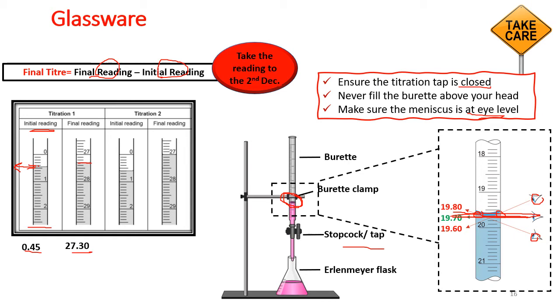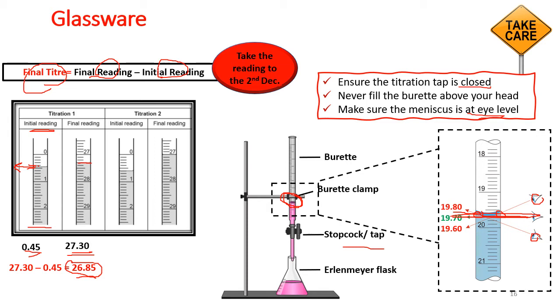Then, how can I know the final titer? I will subtract the final reading minus the initial reading. So it is going to be 27.30 minus 0.45, giving 26.85. So this would be your final titer. Please, in the exam, you will have to record the three of them in the second decimals, and please don't change anything in the burette that will be provided for you in the lab.